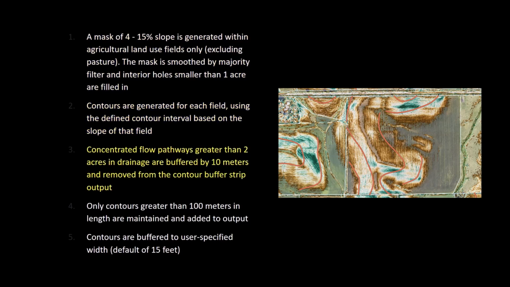Concentrated flow paths greater than 2 acres in the drainage area are buffered by 10 meters and removed from the contour buffer strip output. That way, the contour buffer strips do not intercept flow paths that would hold too much flow for the strip to intercept. Only contours greater than 100 meters in length are maintained and then added to the output. This output is then buffered to a user-specified width, which as a default, we provide 15 feet.